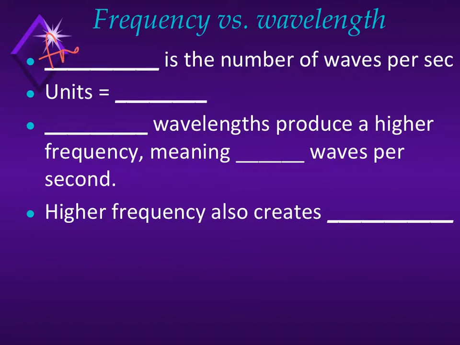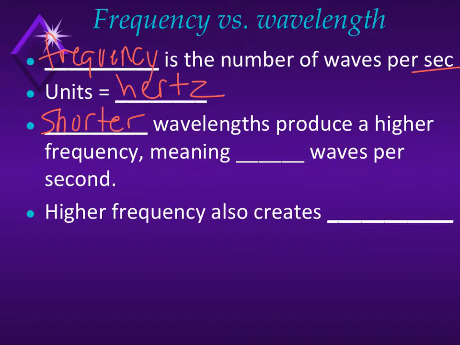Okay, so frequency is the number of waves that happen per second. We measure that in the unit called hertz. So, shorter wavelengths produce a higher frequency, meaning more waves per second. If you look at that word frequency, it's how frequent the wave happens. So in something with a high frequency, the waves are going to be happening fairly rapidly. Higher frequency also creates more energy.